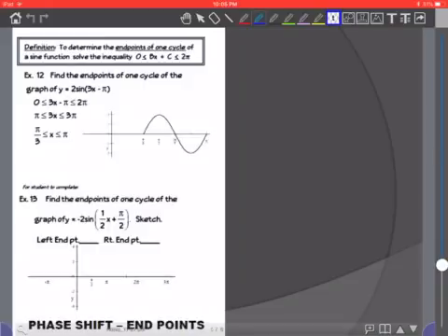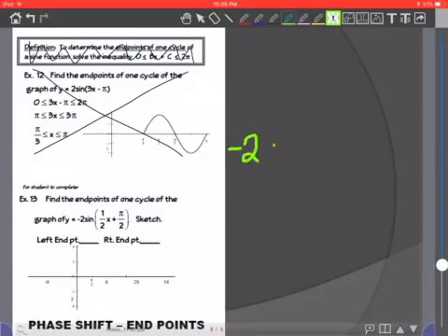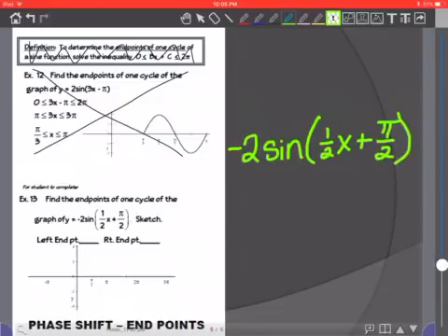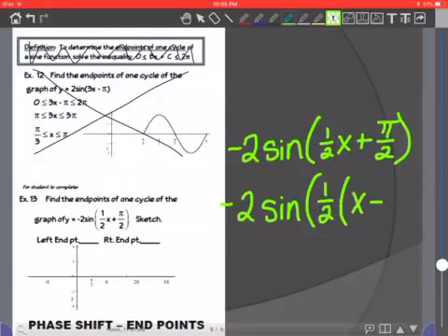Okay, so same thing. We are going to skip this one. Okay, don't worry about finding these endpoints. Rewrite your equation like I taught you. So looking at number 13, we have negative 2 sine 1/2 x plus pi over 2. So I want to rewrite this as 1/2 and then x plus some number. So the trick to that number is you have to take the pi over 2 and divide it by 1/2.